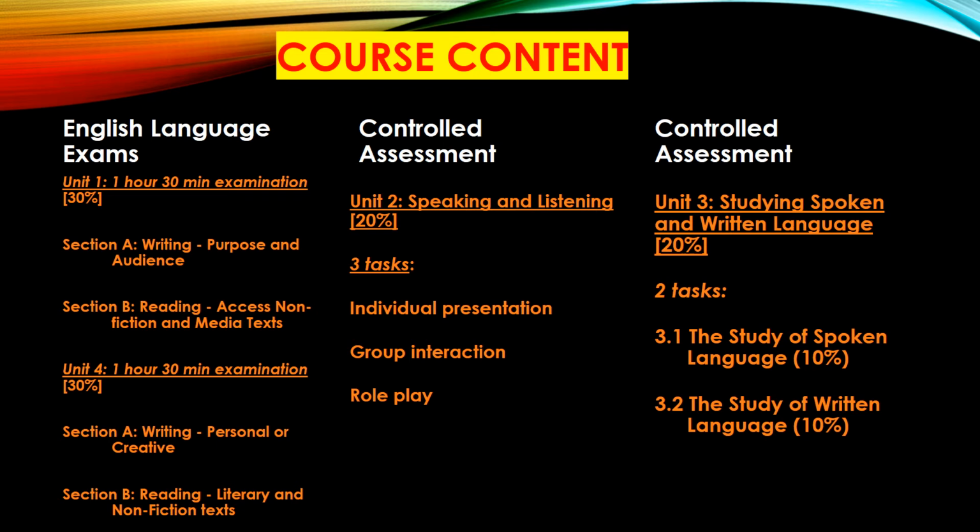Controlled assessment for GCSE English language. Unit 2 is speaking and listening. You will have 3 tasks that you will perform over the 2-year cycle. You will give an individual presentation to your class. You will be involved in group work and group interaction, and you'll also be asked to perform a role play.